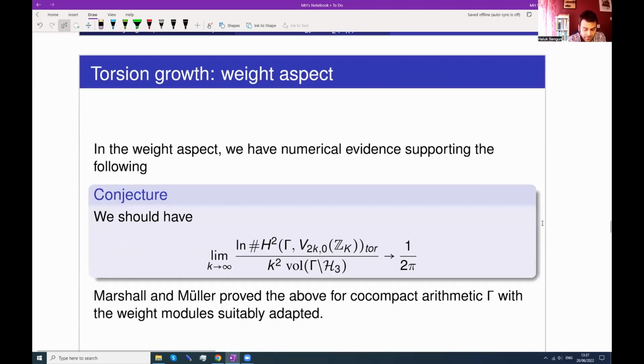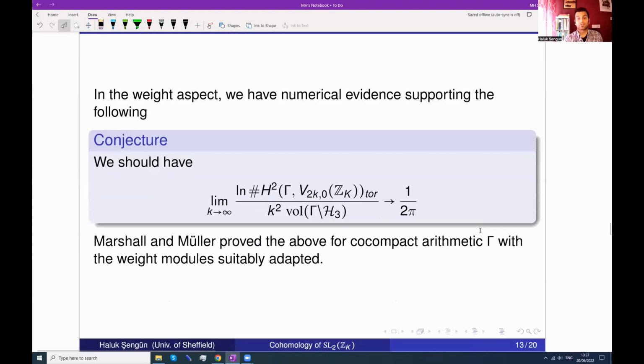And in the other aspect, you can do the same thing: fix your level, let the weight go up, and work with a lattice inside your weight system. So you can still have an integral cohomology, but higher weight. And so you can ask about torsion there. What's going on with the torsion there?